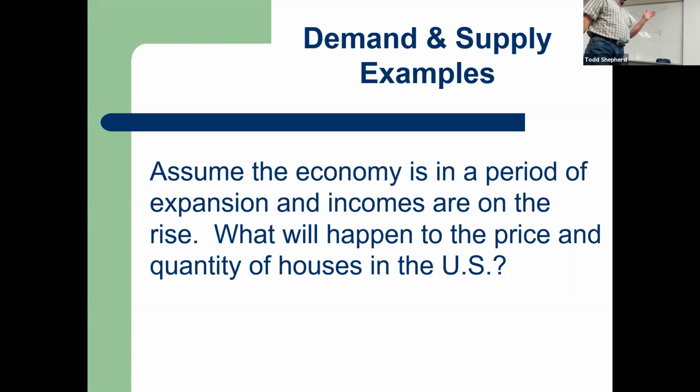So according to this one, here's what you've read in the newspaper. Assume the economy is in a period of expansion and incomes are on the rise. So what will happen to the price and quantity of houses in the United States? Okay, so this then, we've already drawn the market for houses. We have our equilibrium price and our equilibrium quantity, whatever that may be. I didn't state it in the problem, so it doesn't really matter. If you want to put it on there, put it on there.